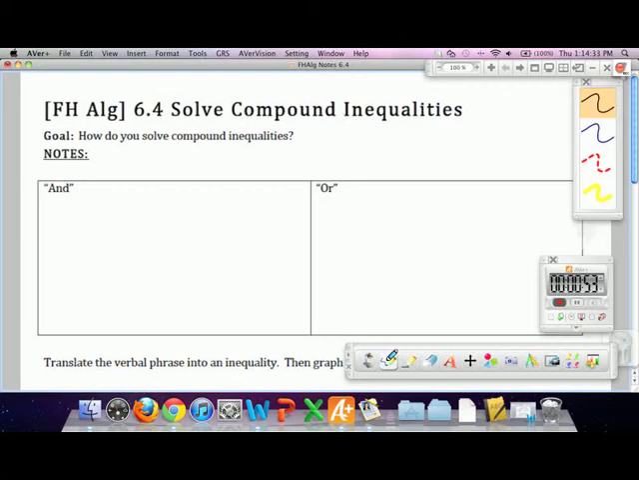Anyone remember what the word compound tends to mean? What's that, Jack? Yeah, two or more things put together. So we're going to take more than one inequality and see what happens when we compare more than one thing at a time. And there's two main ways to do that. There's what's called an AND inequality, so we'll connect inequalities with the word AND.